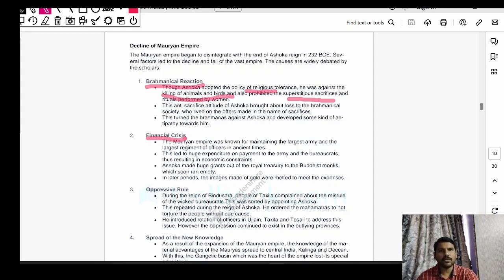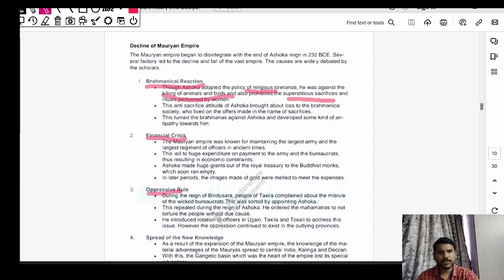When there is no war, you don't have the booty from war. When you go to war, after defeating the empire, you take all their wealth, etc. When that is reduced, obviously there is going to be a reduction in your treasury. So that is one reason.